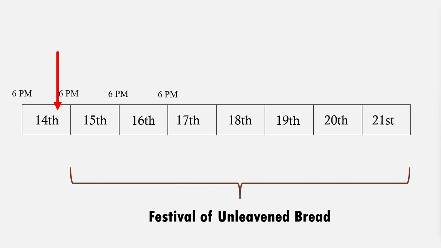There's only 3 hours left. You sacrifice the lamb at 3 p.m. You immediately cook the lamb. And now you eat your feast starting on the 15th day. And that's what's going to happen in the book of Exodus.